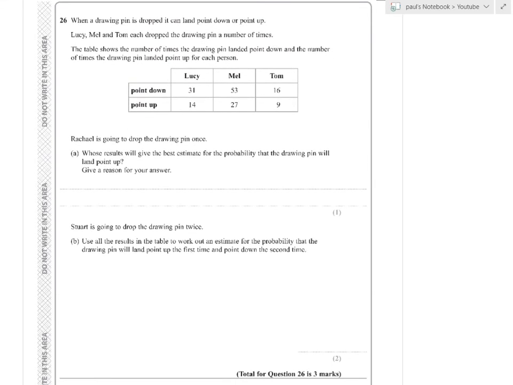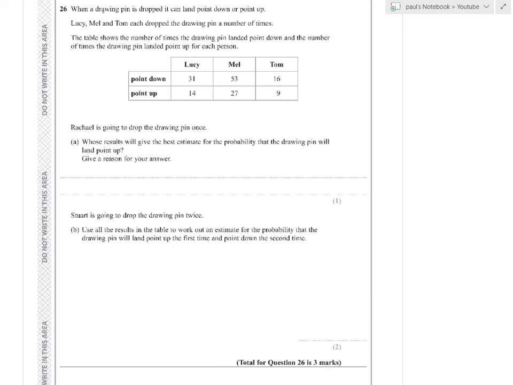Number 26. When a drawing pin is dropped, it can land point down or point up. Lucy, Mel and Tom each drop the drawing pins a number of times. The table shows the number of times it's landed point up and point down. Rachel is going to drop the drawing pin once. Whose result will give the best estimate for the probability the drawing pin will land point up? Give a reason for your answer.